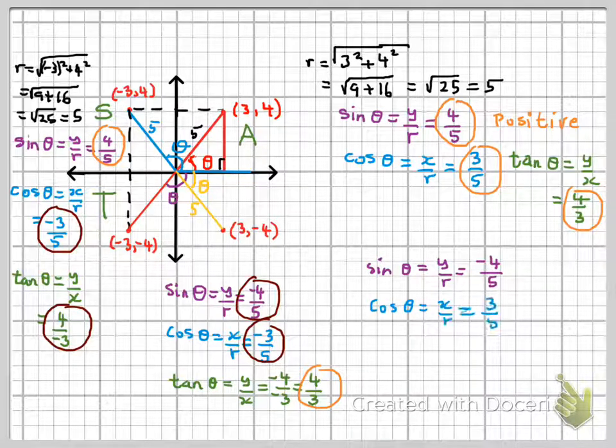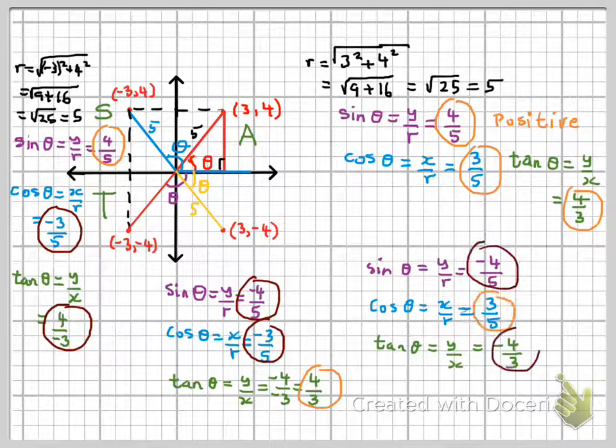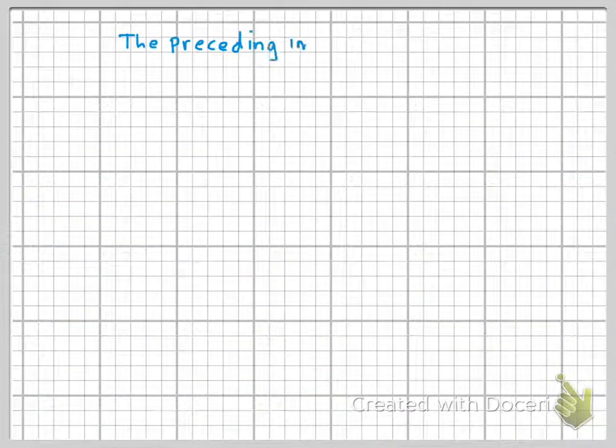Sine of theta is -4/5, cosine of theta is 3/5, tangent of theta is -4/3. And you can see that only the cosine is positive in quadrant 4. Now, what does this mean? The conclusion that we have just looked at, what does this mean?